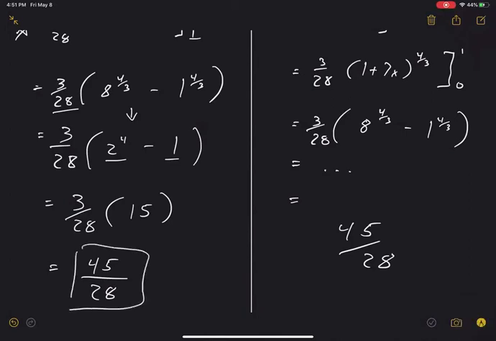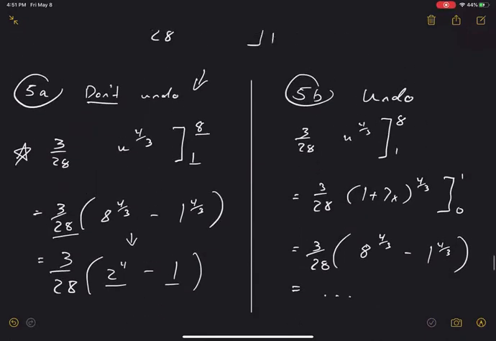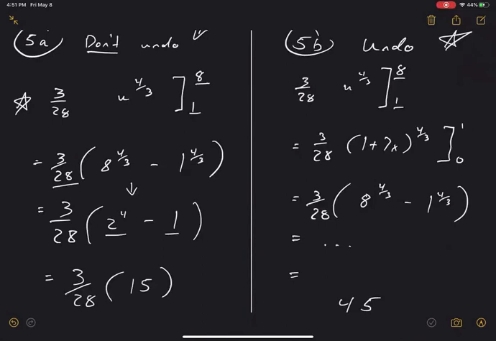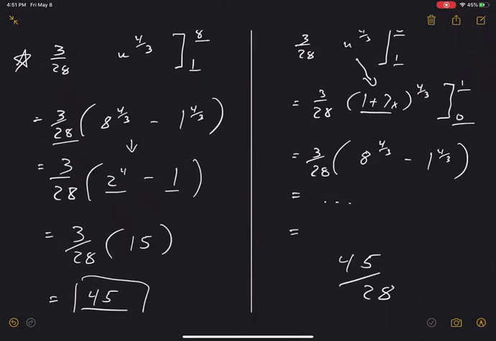Now let's see how I could have arrived at the same answer using the other method. So in this case, I've chosen to undo my substitution. Okay, so I have 3/28 u to the 4/3 with my new bounds, but instead of evaluating at these new bounds, I'm going to go ahead and undo my substitution and get everything back in terms of x. I remember I said at the beginning u was equal to 1 plus 7x, so I'm going to plug that back in. And then if I undo my substitution for u, I want to undo my bounds and use my original bounds, 0 to 1. Well, then plugging in 1 and 0, I would end up with pretty much the same thing.